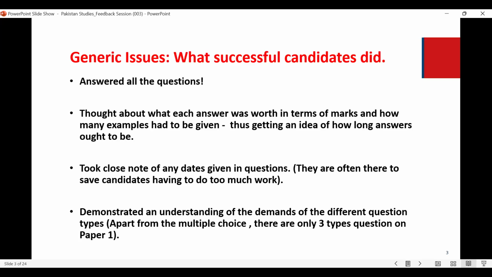Apart from on paper 2, where there were a few things that they did get wrong that I really do want to highlight, for paper 1 especially we're really going to focus on what successful candidates did this summer. So let's begin then. Let's look at these successful things.